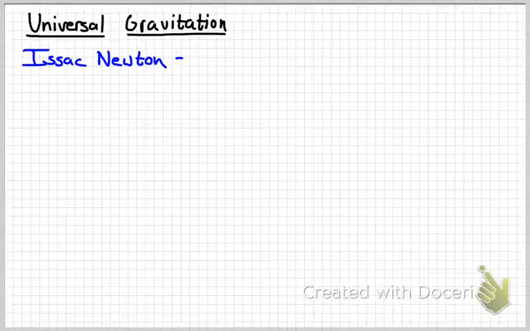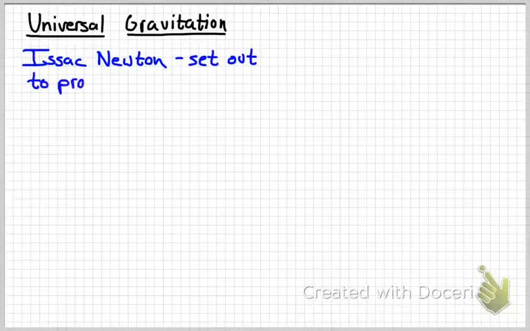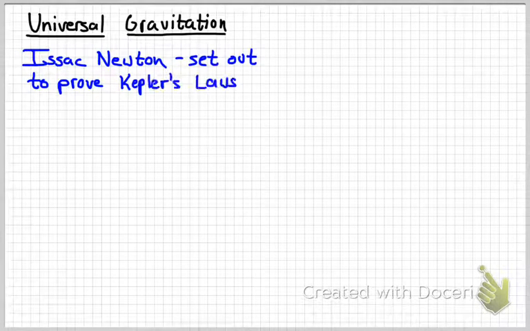In this lesson, we're discussing universal gravitation, a big, important scientific idea that was first written down by a guy named Isaac Newton. We've talked about Newton before in the context of the laws of motion and why objects move the way they do. What Newton was trying to do when he came up with the big idea of universal gravitation was to prove a set of laws that are known as Kepler's laws.